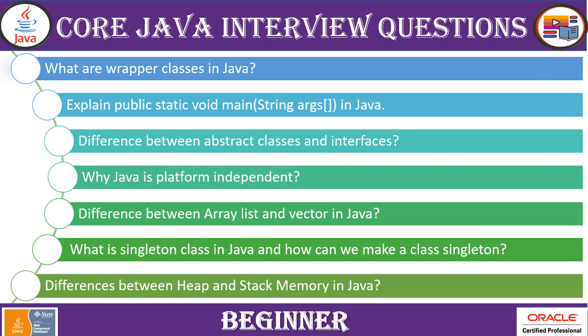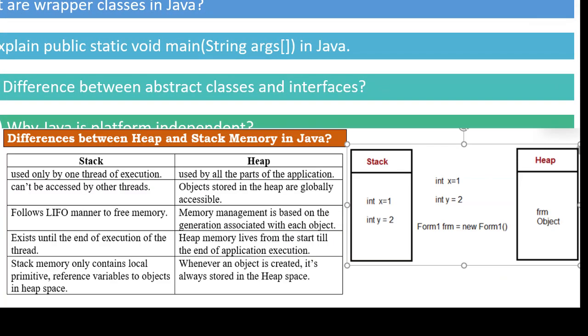What is the difference between heap and stack memory in Java? To understand this, you can use some diagrams. Stack is used only by one thread of execution, whereas heap is used by all the parts of the application. Stack can't be accessed by other threads, whereas objects stored in the heap are globally accessible.